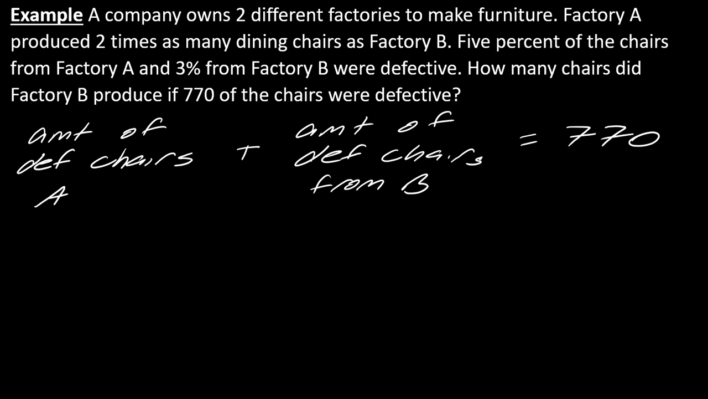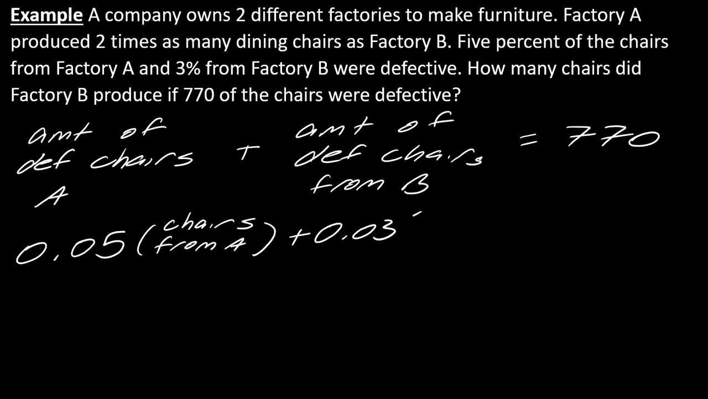Now this might be a little tricky, so we can take this in steps. So I can think of this as 0.05, and then I've still got to figure out what the chairs from A are, because that doesn't tell me. And then I've got the 0.03, and this is going to be the amount of chairs from B, and this is still going to equal 770. Okay, so now here's the tricky part. I have to reread this one more time. Factory A produced 2 times as many chairs as Factory B.